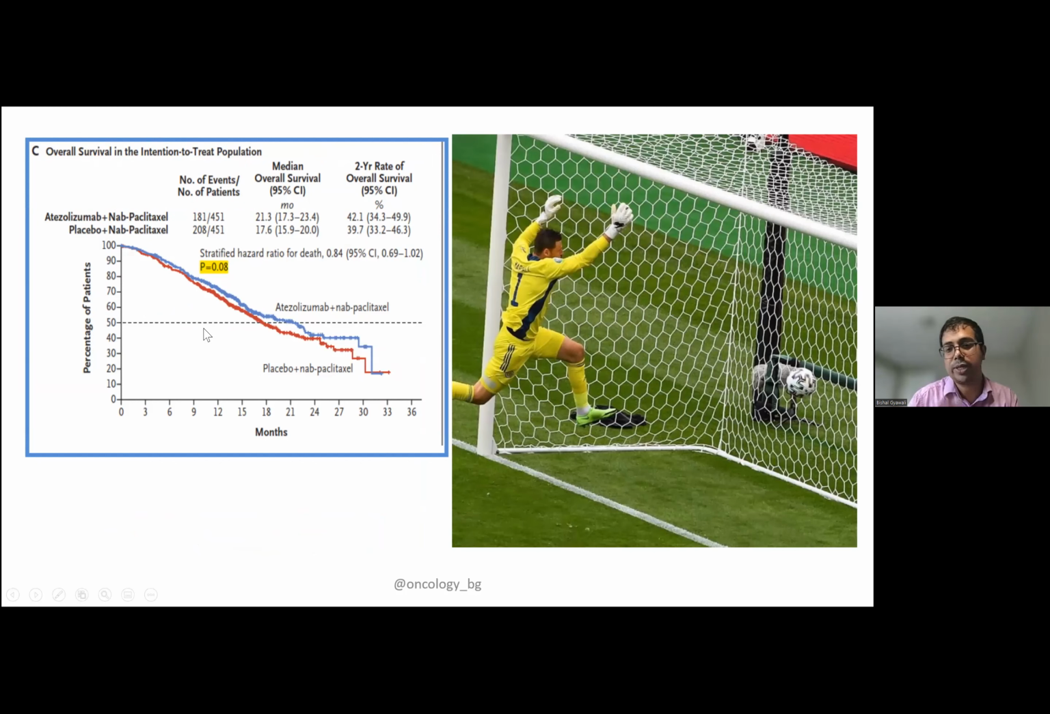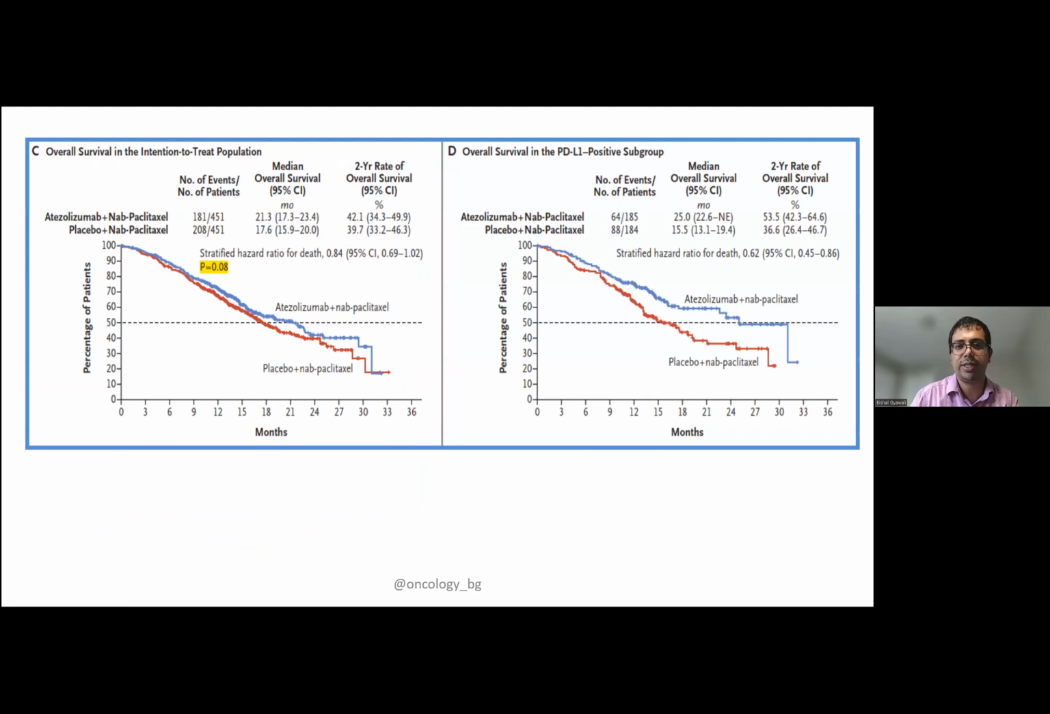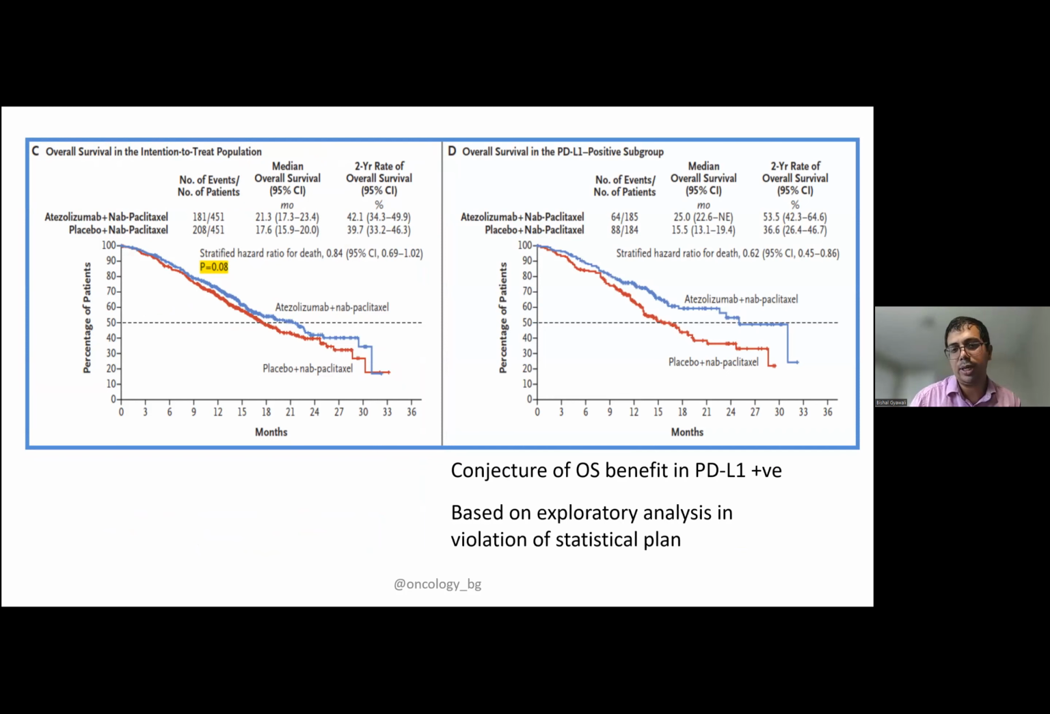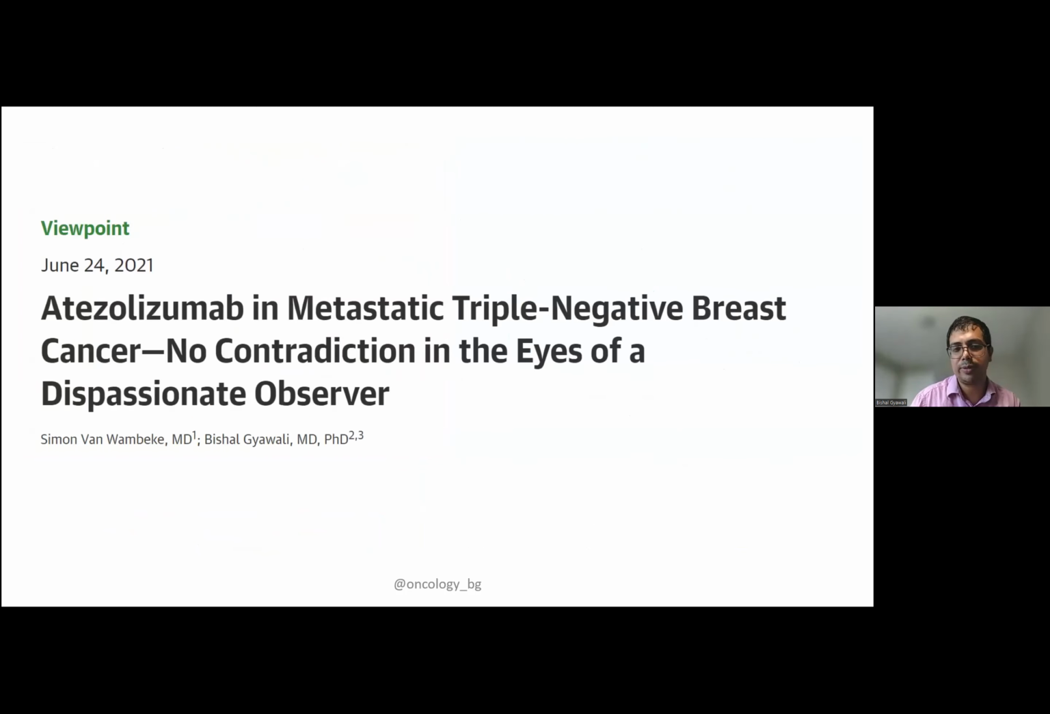But then they wanted to salvage the result after the trial was negative. And against their own statistical protocol, they still did a subgroup analysis in the PDL1 positive subgroup, and they claimed that there was a benefit. However, this was completely false positive, and we wrote about this in this paper. And the NBCC also wrote about this trial and asked the patients to be cautious in their newsletter. And ultimately, this drug is now revoked by the FDA.